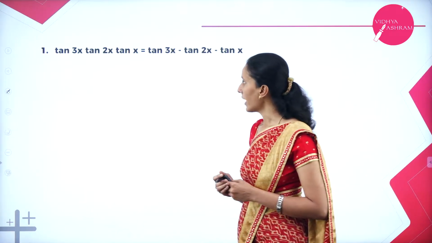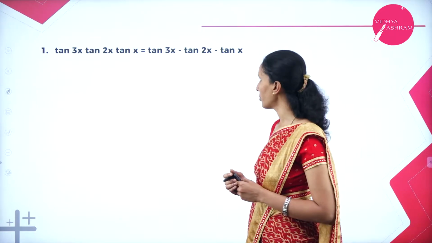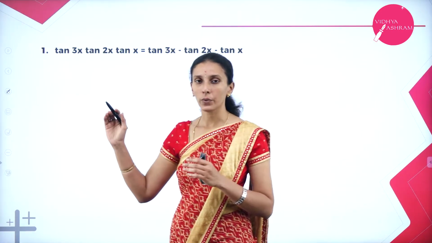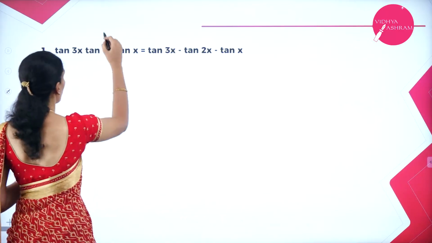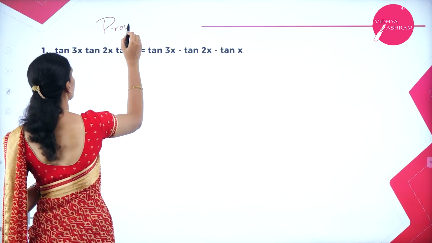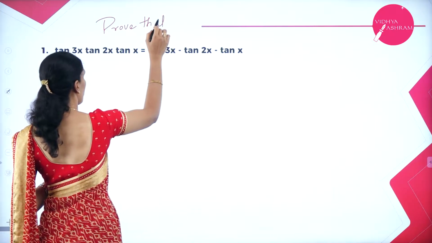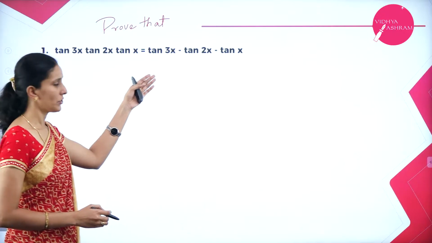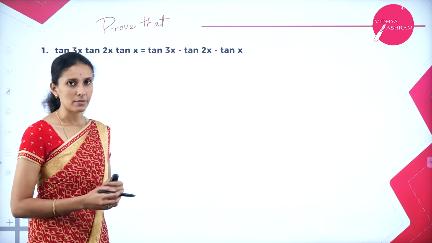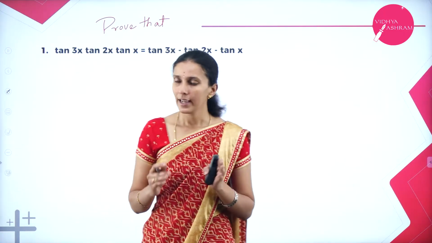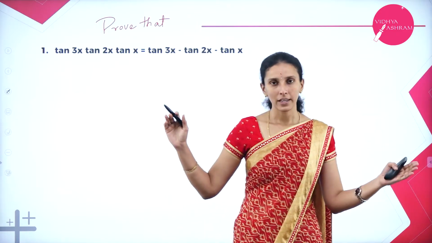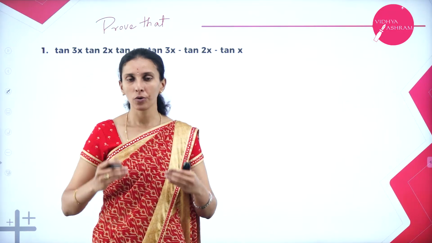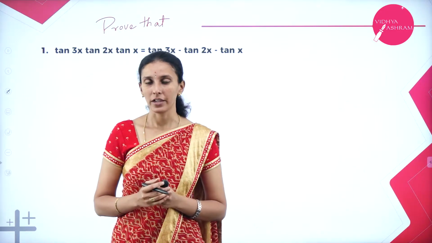Tan 3x tan 2x tan x is equal to tan 3x minus tan 2x minus tan x. All these questions come in the form of proving. So they'll give the question in the form: prove that tan 3x tan 2x tan x is equal to tan 3x minus tan 2x minus tan x. You can take your left hand side to prove the right hand side, or the right hand side to prove the left hand side, or sometimes you can prove both sides simultaneously.